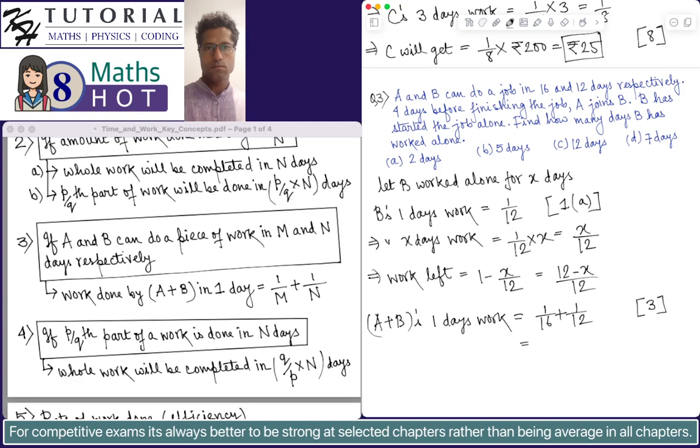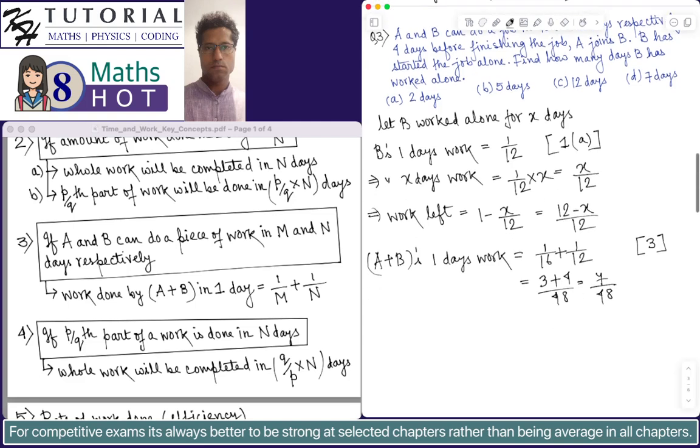3 plus 4 divided by 48. This is 7 by 48. So A plus B's 1 day's work, that is the amount of work done when A and B both are working together in one day, is 7 by 48.